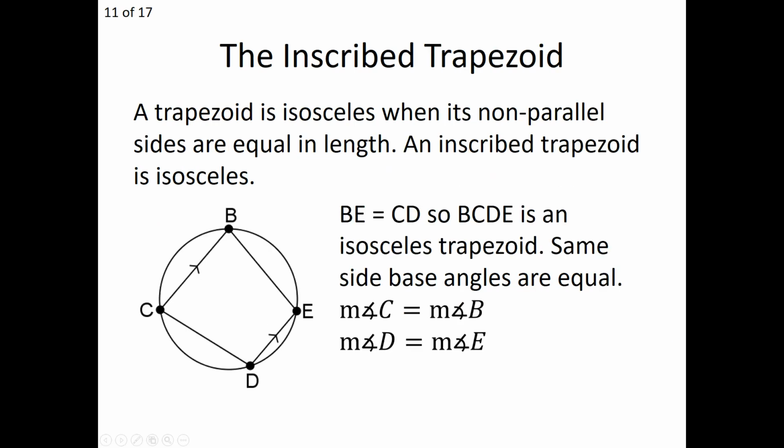We also have our inscribed trapezoid, where if we inscribe a trapezoid, it turns out to be an isosceles trapezoid. With the isosceles trapezoid, we know that the legs, BE and CD, are equal in measure. And we also know that the base angles of the isosceles trapezoid, a property we proved way back in chapter 6, are also equal in measure.